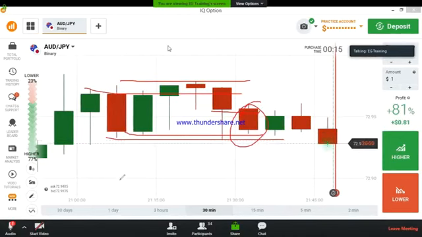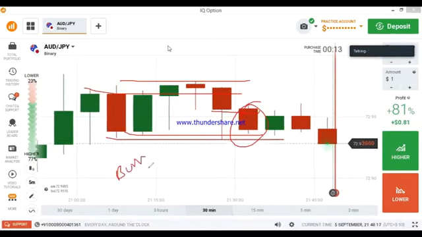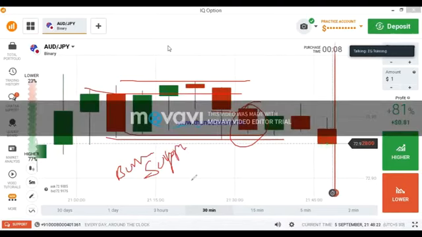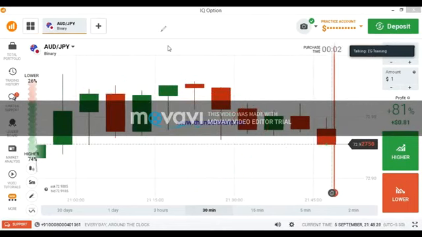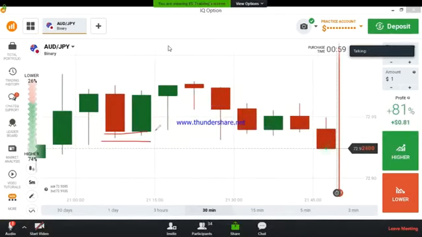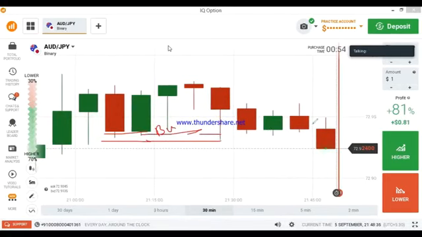The buyer's area is called the support level. The seller's area is called the resistance level. Here, from this level we are seeing a buyer's entry. This is a support level. This area is a support level.